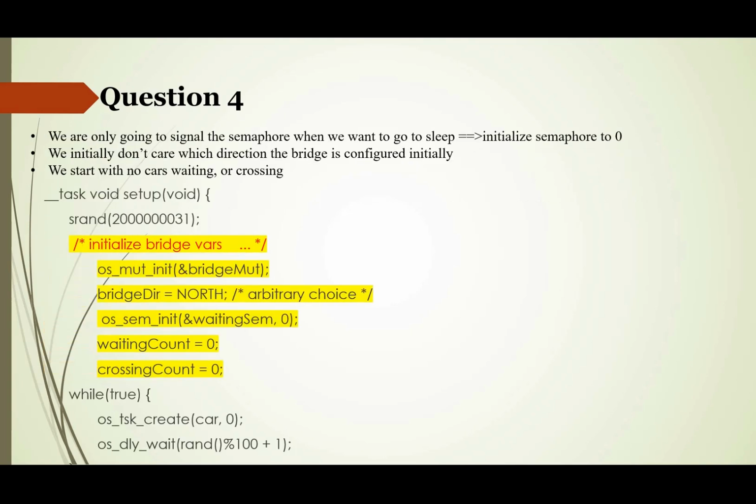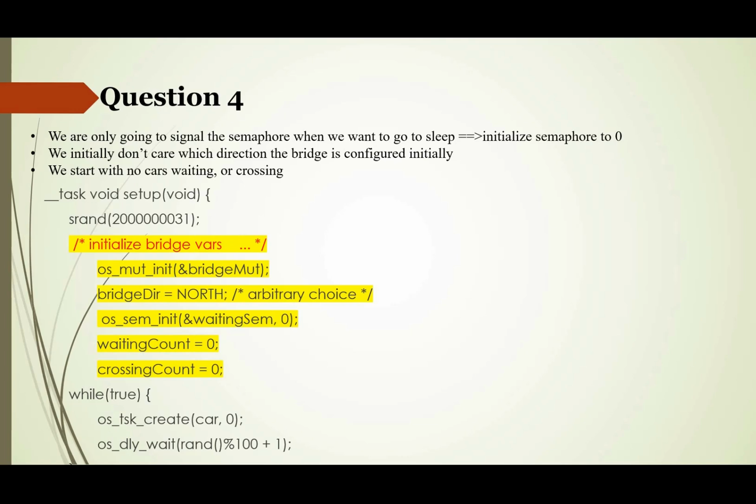We are only going to signal the semaphore when we want to go to sleep, right? So the semaphore should be initialized to 0. We initially don't care which direction the bridge is configured for, because if somebody exists, it goes in that direction. If nobody exists for that direction, the direction will be changed because there is no crossing in that specific direction. We start with no cars waiting or crossing because it's the initial value for initializing the bridge variables, so it doesn't matter, right?